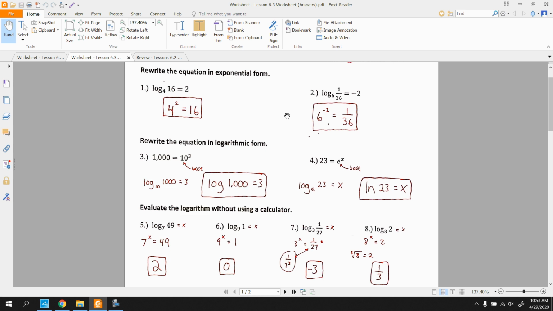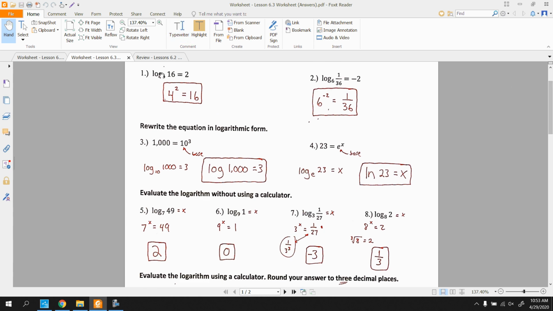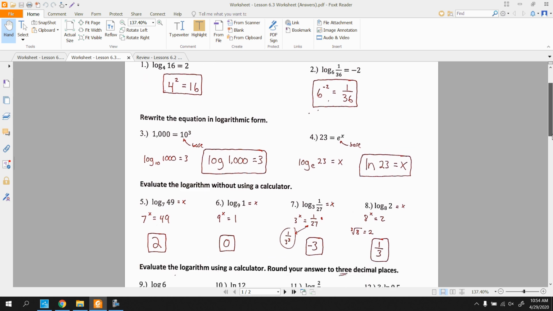Obviously, if you missed that or you didn't see that video, you're going to want to go back and watch, because most of it involves that idea of rewriting, going back and forth. I think that's kind of the easier way, going from log to this. You're seeing these ones here maybe going from an exponential expression or equation back to logarithmic form.